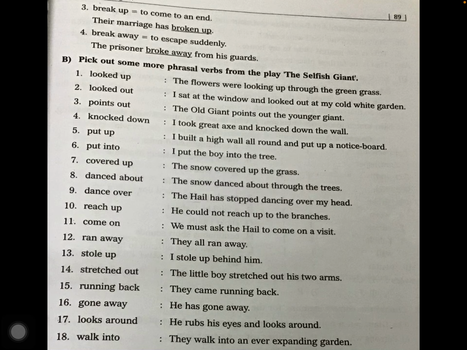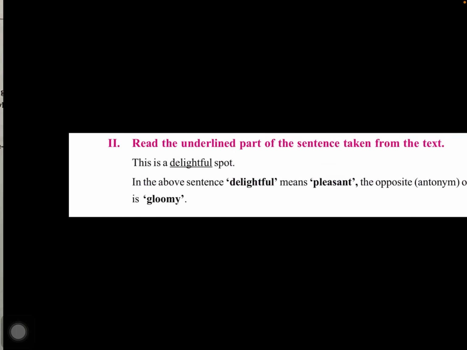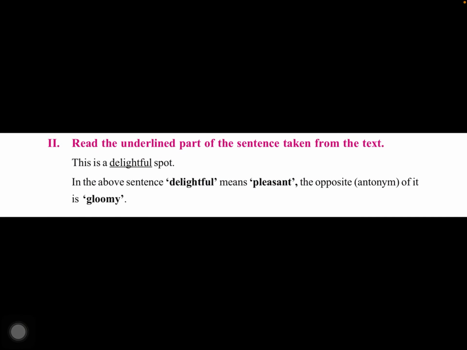Okay, so now let us look into the next exercise. Read the underlined part of the sentence taken from the text. So look at this sentence: This is a delightful spot. In the above sentence, delightful means pleasant. So whatever is the underlined part, you have to write the antonym of it, the opposite of it. The opposite, or the antonym, of it is gloomy.